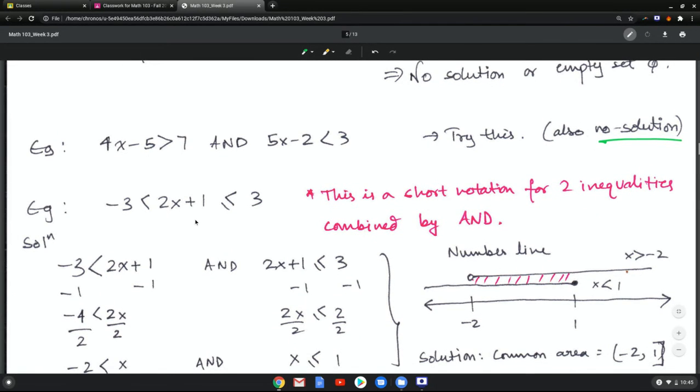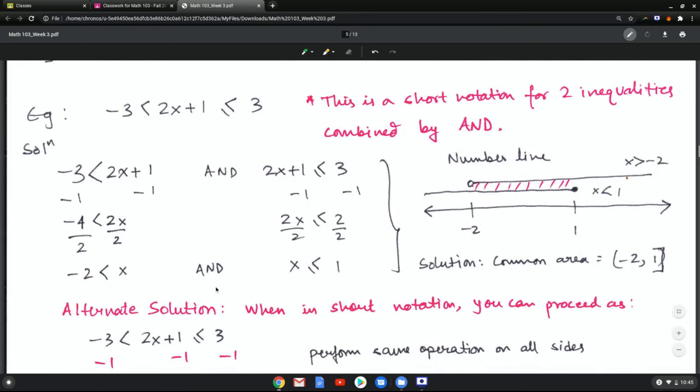Now, using the shorthand notation for two inequalities combined by and, I can rewrite them as two different inequalities: 2x plus 1 greater than negative 3 and 2x plus 1 less than or equal to 3. I solve each of them and get the following, and I plot it on the number line, find the common area, which is negative 2 to 1.